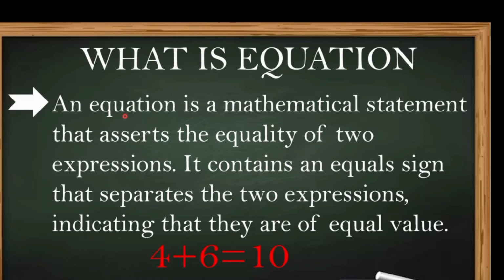What is an equation? An equation is a mathematical statement that asserts the equality of two expressions. It contains an equal sign that separates the two expressions, indicating that they are of equal value. For example, 4 plus 6 is equal to 10. It means 4 plus 6 has the same value as 10, so it is separated by an equal sign.